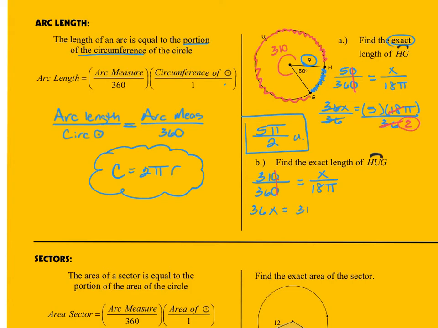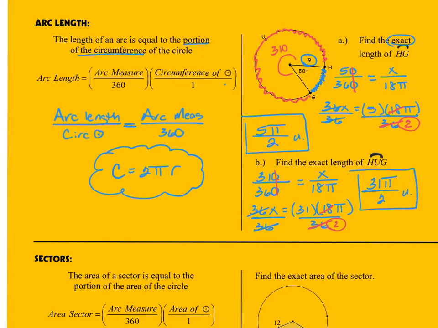36x, again, don't multiply it out because why bother? Divide both sides by 36. These would cancel. The 18 would go into itself once, 36 twice. And notice that even if we had been given the other side, this still would have been very easy to do without a calculator. 31 pi over 2 units.